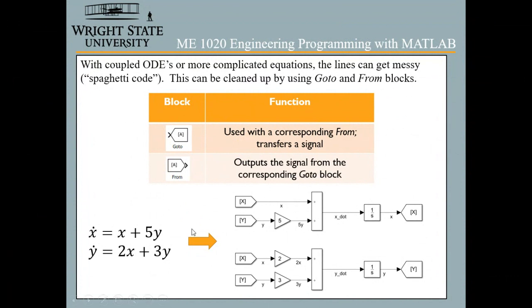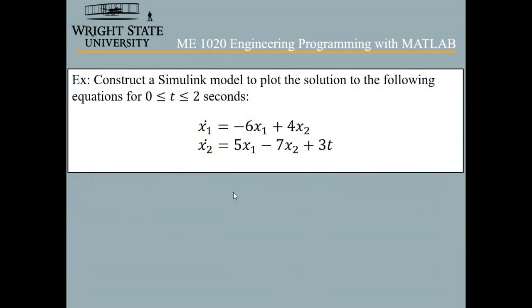And this actually looks nicer, right? It's actually like a 1-for-1, those placeholder constants to go-to blocks. And that's how I'm going to represent the next couple examples. I'm going to use these go-tos instead of running lines everywhere. And so now I'm going to solve another set of differential equations.